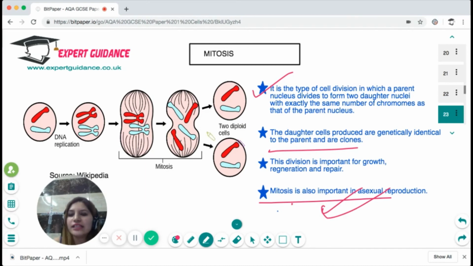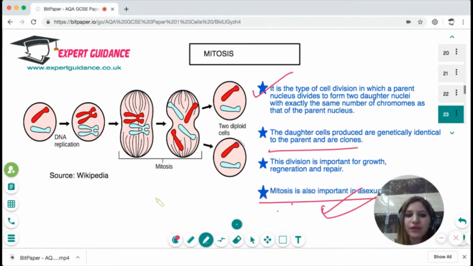Now, how do the stages of mitosis take place? Here's a diagrammatic representation of it. We start with, although there are 46 chromosomes, 23 pairs, for the diagram we are starting with 2 chromosomes. So these 2 chromosomes are first duplicated.